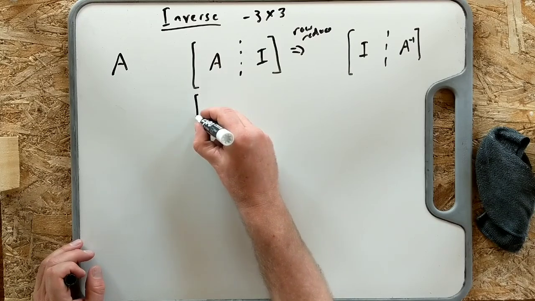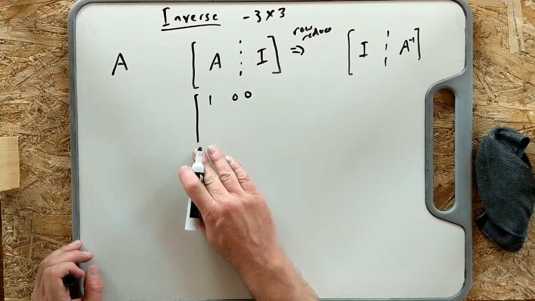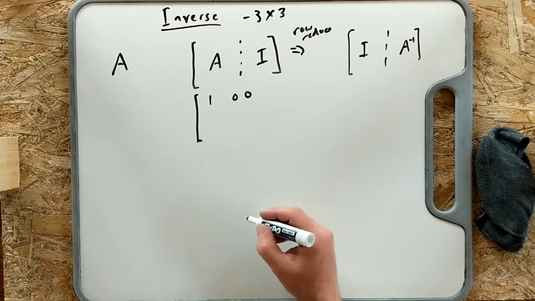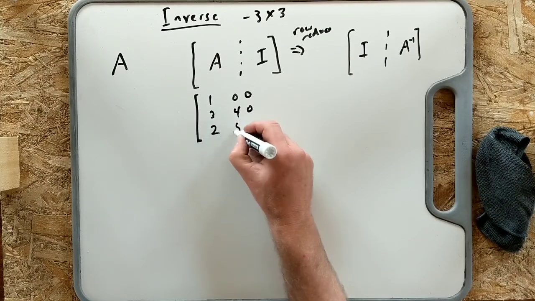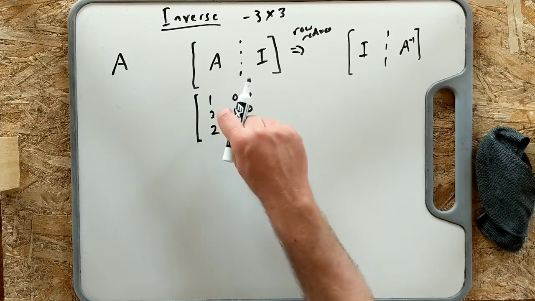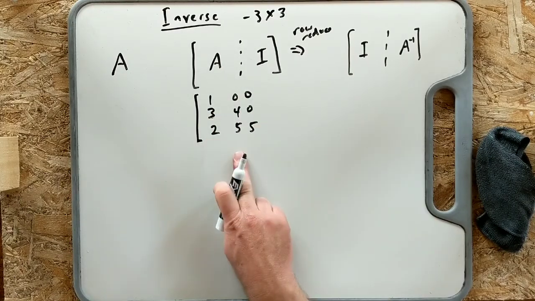I'm just going to write it directly in, which is 1, 0, 0. I'm going to leave tons of room because it's going to be a lot of operations. 3, 4, 0, 2, 5, 5. Again, 1, 0, 0, 3, 4, 0, 2, 5, 5. That's going to be the A I'm going to use.